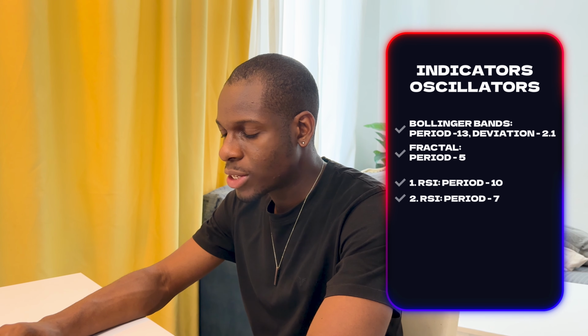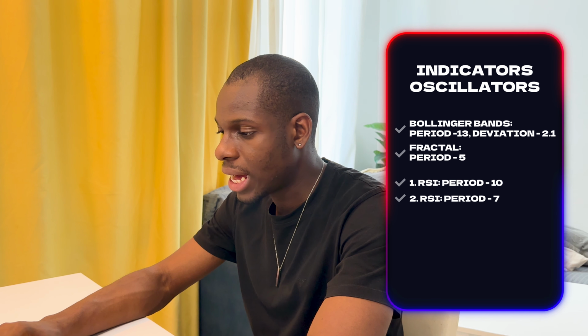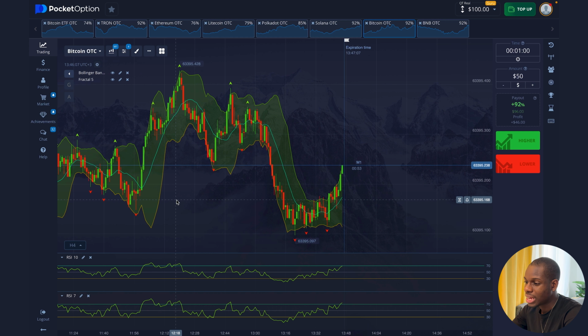Indicators we're going to be using is our Bollinger Bands with the settings, deviation, fractal with a period of 5 and 2 oscillators. First we have the RSI with a period of 10 and also the RSI with a period of 7. And for each trade I take, guys, I'm going to try my best to explain everything in detail so that you properly understand how to use this strategy in your trading.